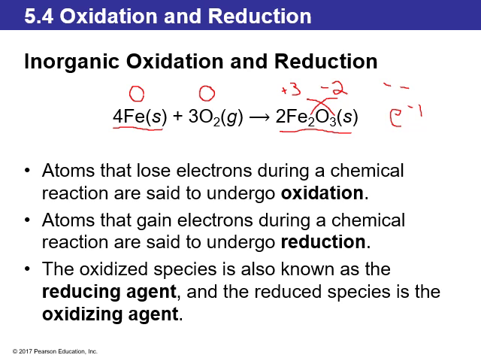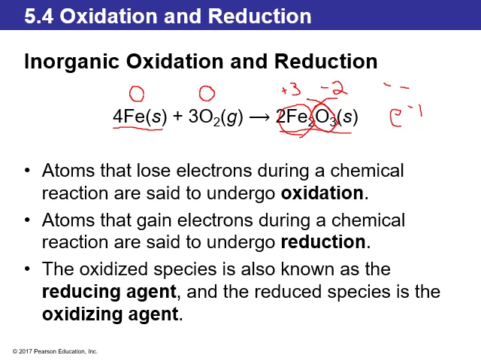Atoms that lose electrons during a chemical reaction are said to undergo oxidation, so iron was oxidized. We would write oxidized under that iron there. Then oxygen has to have been reduced. You're always going to have one guy that was oxidized and another that was reduced. You're not going to have both on the same side of the equation being oxidized at the same time. Somebody's got to get oxidized and somebody's got to get reduced. Those electrons have to go somewhere. They can't just disappear into thin air. If one guy loses them, another guy has to gain them.